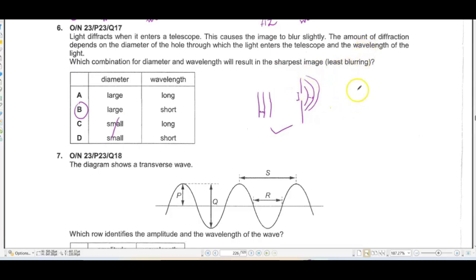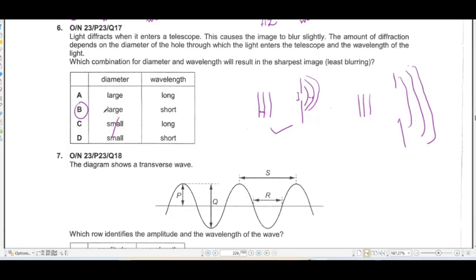And if the diameter is large and the wavelength is small, the diffraction is going to be less, maybe just around the edges. So this is going to give you a clearer image, so B is the correct option for that.